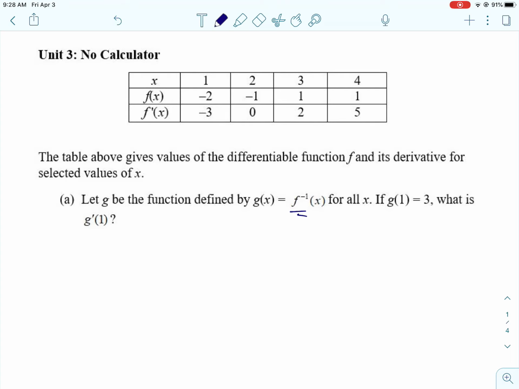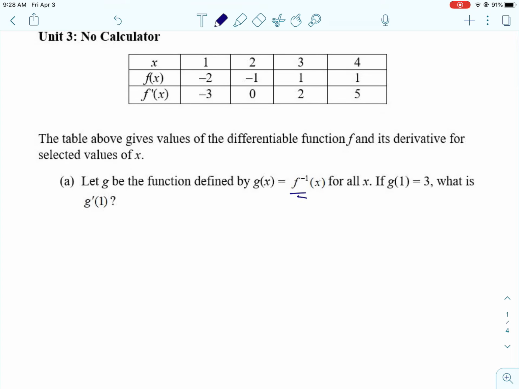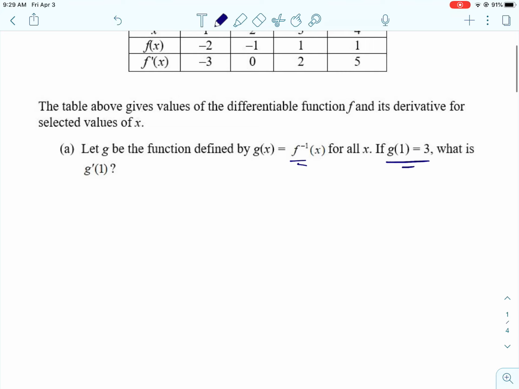So for this first one, we have a table that contains values for f and values for f prime, and we're going to use it to do several different things. For the first one, it tells you that G is f inverse. And we know one thing about G, that G of 1 is 3.